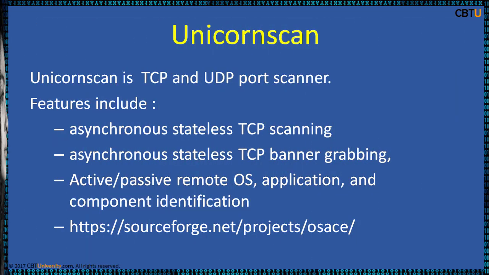Unicornscan is an asynchronous TCP and UDP port scanner. It is intended to provide researchers a superior interface. Some of its features include asynchronous stateless TCP scanning, asynchronous TCP banner grabbing, and active and passive remote OS, application, and component identification. This is available to download from sourceforge.net.